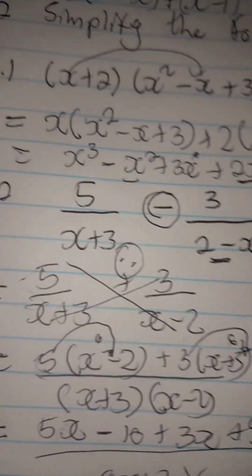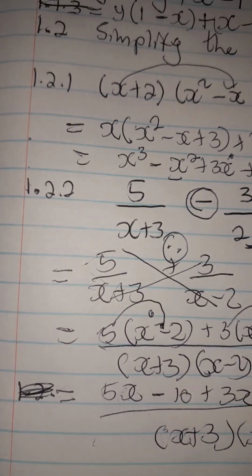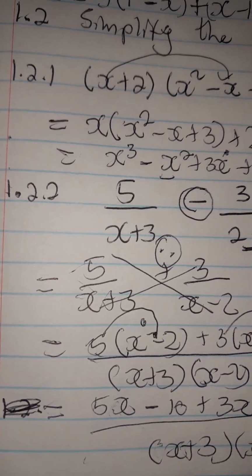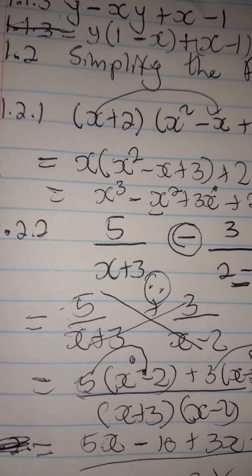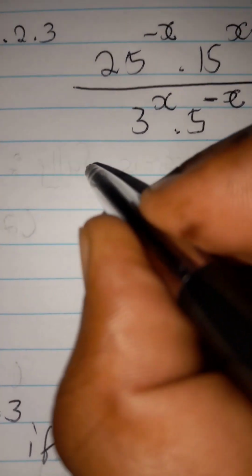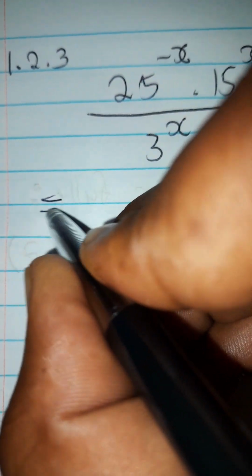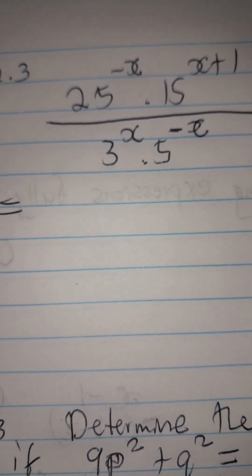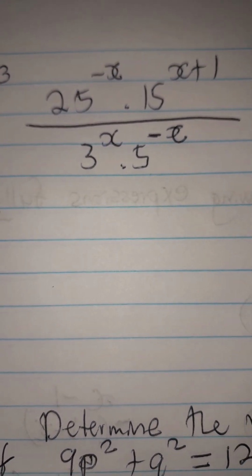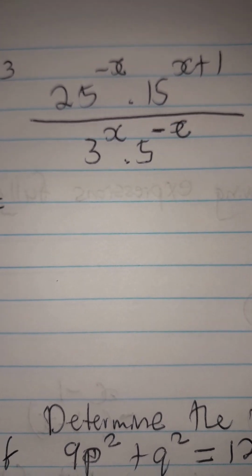So that's how you can work out 1.2.1 as well as 1.2.2. Then let's go to the remaining questions for question 1. Yes, we are now at 1.2.3. This is an exponent, so we need to change. We are going to change 25 and 15 into prime factors.